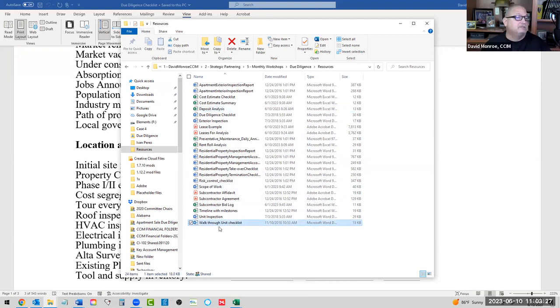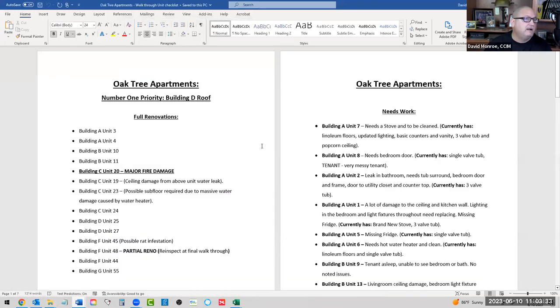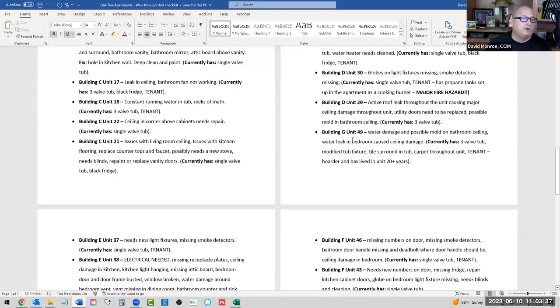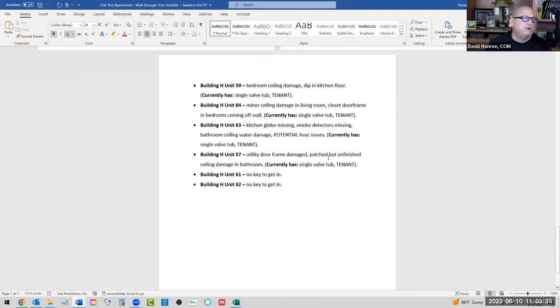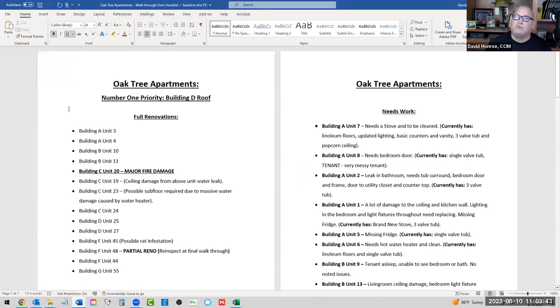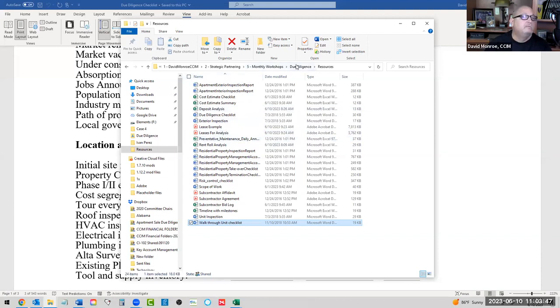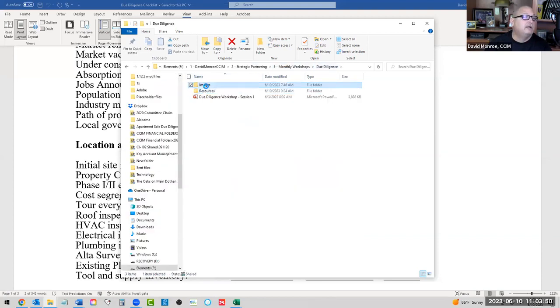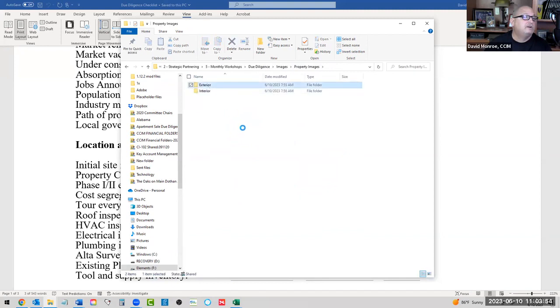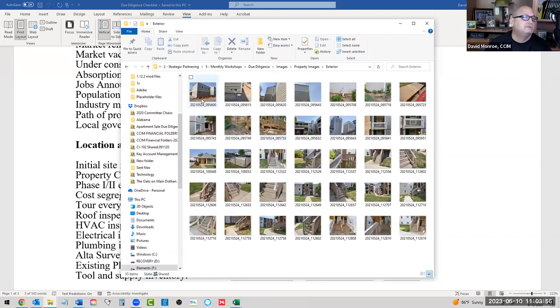Walkthrough unit checklist. The walkthrough, it's not really a checklist. It's this document right here, where we walked a 64 unit property and what we found in that property. But we'll go over that in a few. What I want to do is go to images, property images. Let's do the exterior first.